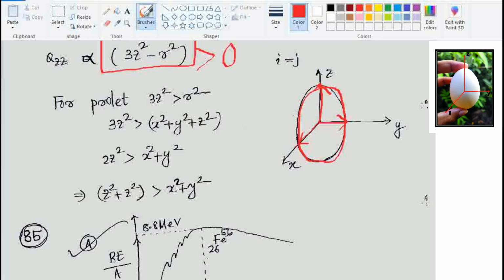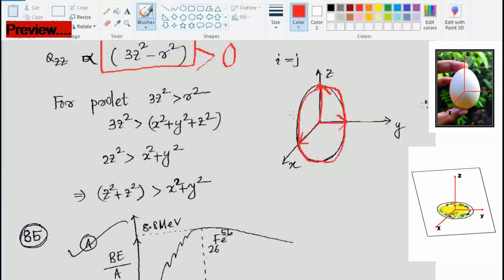You see, this is the prolate shape. Now, if in the question it is mentioned that the electric quadrupole moment of the nucleus is negative, then in that case the shape will be oblate, and the shape of the oblate is like this. For simplicity, imagine that it is not oblate, it is an omelette, like this, as I have shown in the picture.